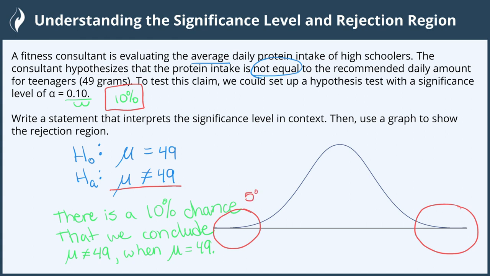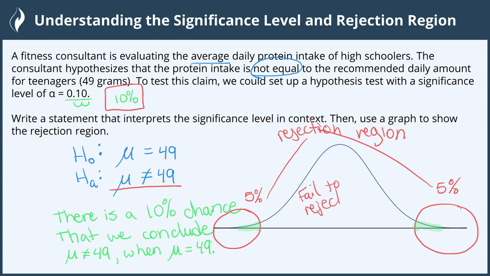So this is 5% here and 5% here, meaning that the rejection region, let's go ahead and highlight that, is down on this side and up on this side. So we have two rejection regions. And within here is the fail to reject region, which always remains in the middle because that's the accepted norm or average. So our rejection region is 0.05 on the left and 0.05 on the right.